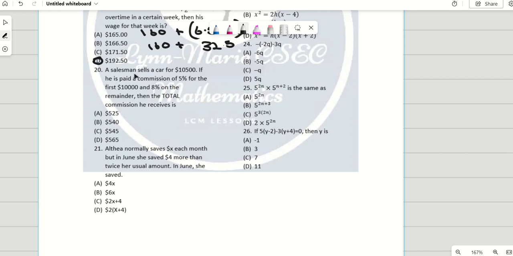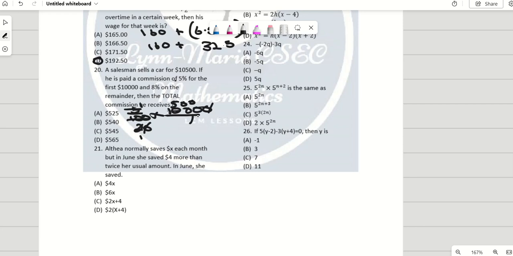All right, number 20. A salesman sells a car for $10,500. If he is paid a commission of 5% on the first 10,000, sorry, and 8% of the remainder, then the total commission he receives is... so first off, let's find out the 5%. 5 over 100 multiplied by 10,000, right? 5 into 5, 1, 5 into 100, 20, across all this, 2 into 2, 1, 2 into 10, 5. So we know that he has a $500 commission for the first 10,000.